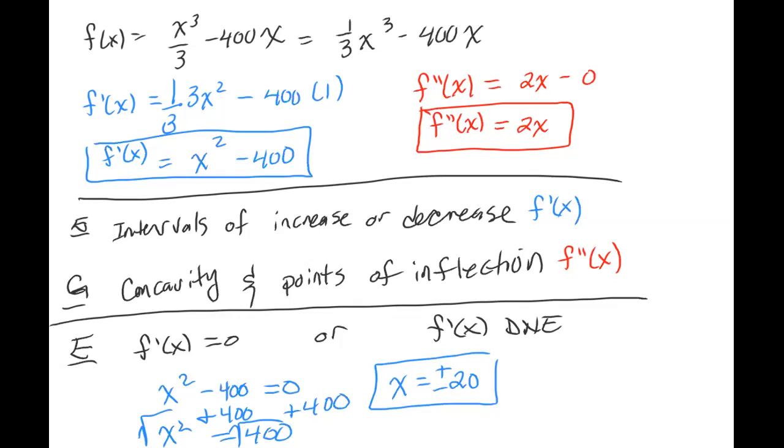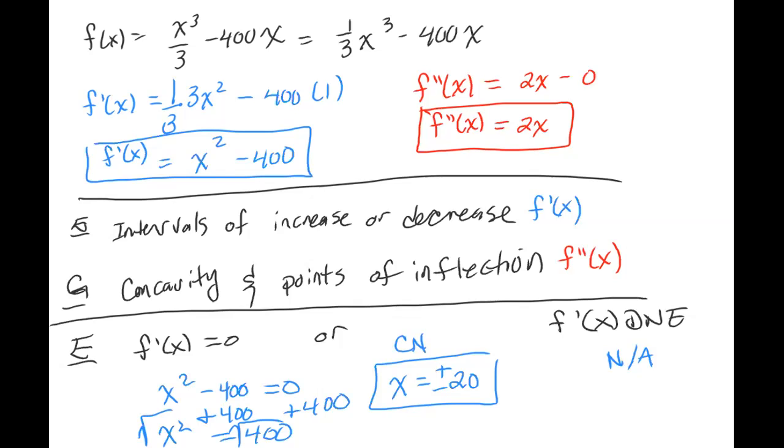Places where the derivative does not exist, where f prime of x does not exist. Well, again, f prime is a polynomial. It exists everywhere. So there are no critical points from this particular option for finding critical points. I only have two critical numbers.